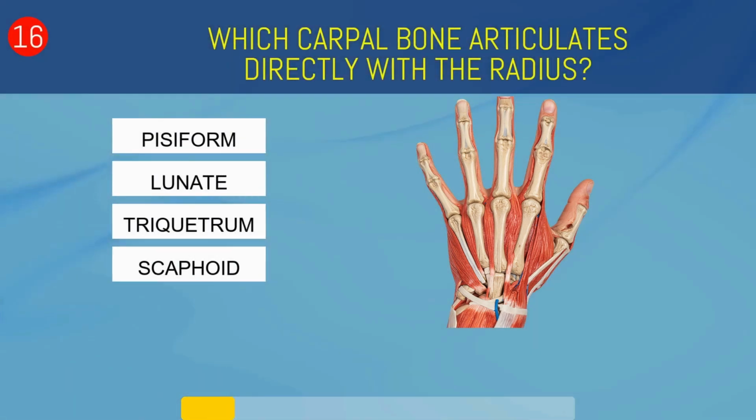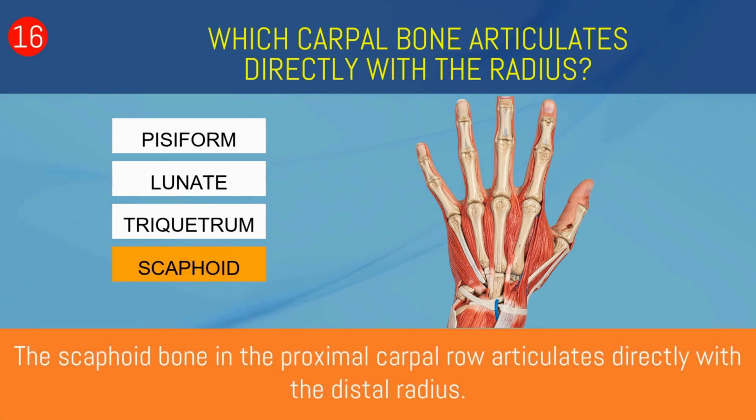Which carpal bone articulates directly with the radius? Pisiform, lunate, triquetrum, or scaphoid? Scaphoid. The scaphoid bone in the proximal carpal row articulates directly with the distal radius.